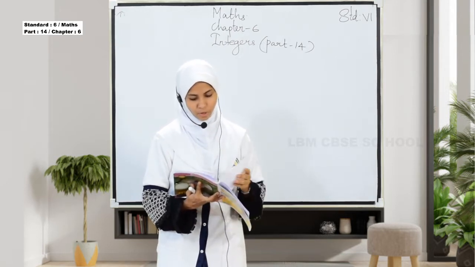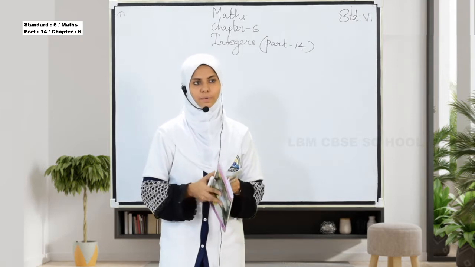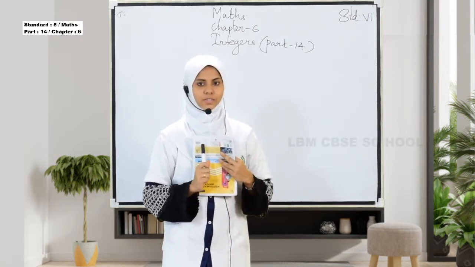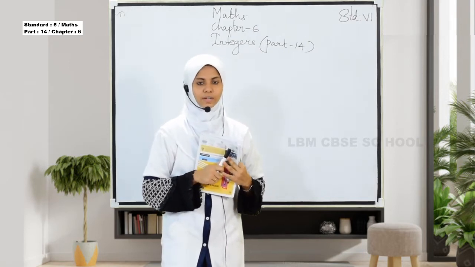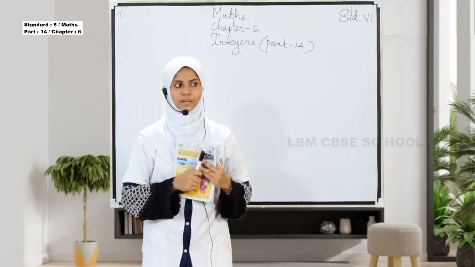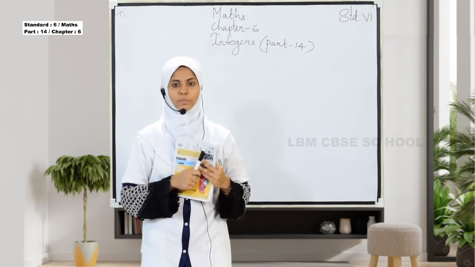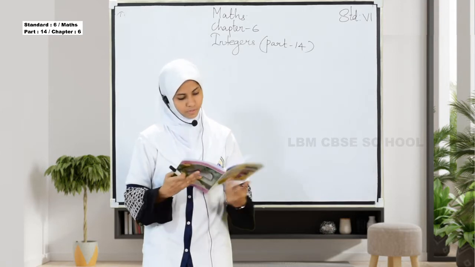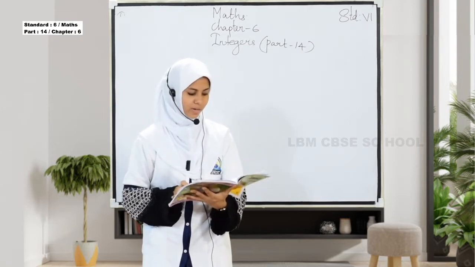Then some word problems we studied, then rounding of numbers to the nearest 10, nearest 100 and nearest 1000 also we studied. Then we studied in the chapter Roman numerals. Then we studied how to find the sum of the Roman numerals. Then that chapter finished. Then we moved to the next chapter, that is whole numbers.